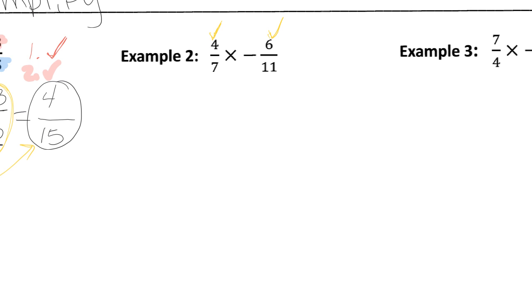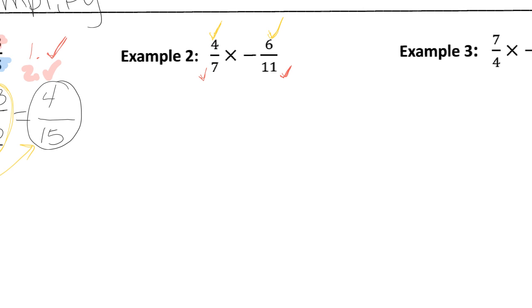Okay, if it helps to put the checks, do it. Cross products, 4 and 11. Can a number go into both 4 and 11? No. So checked that cross product. What about 6 and 7? Nope. So we did step 1. We checked for cross products, or we checked to see if it could be simplified.